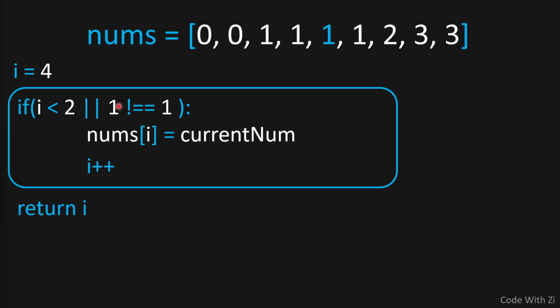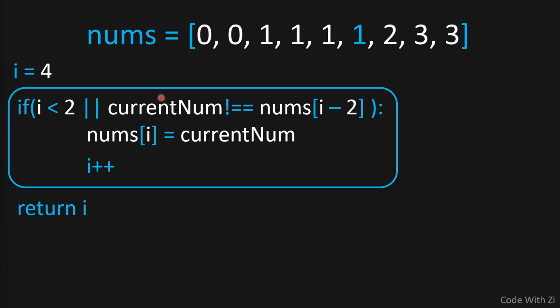So we can't enter this if statement because both of the conditions are false. I is greater than 2 and 1 is equal to 1. So both of these conditions are false. So we're going to be like, okay, let's move on to the next round. As you can see, I did not get incremented.